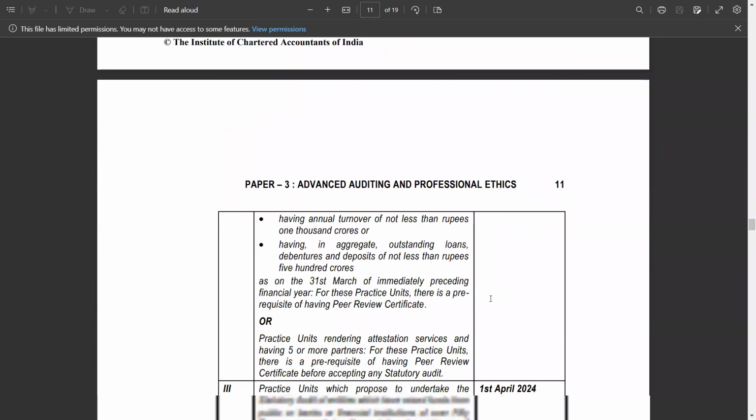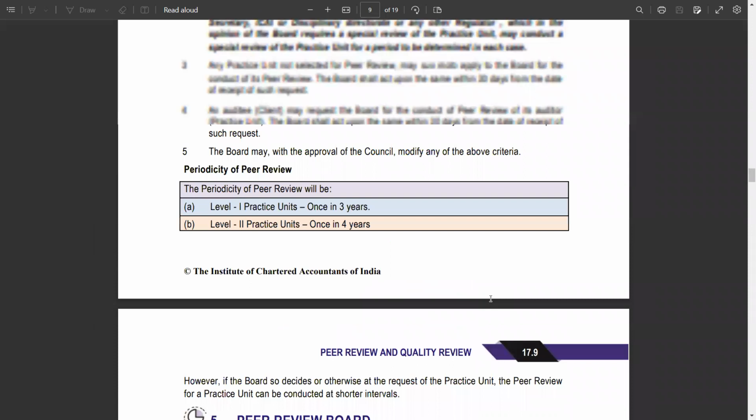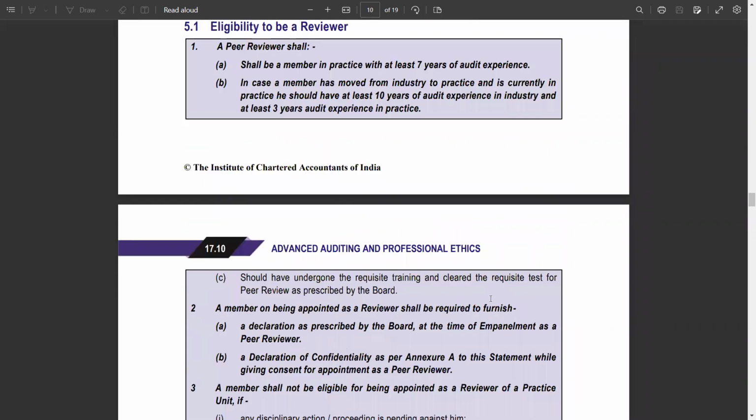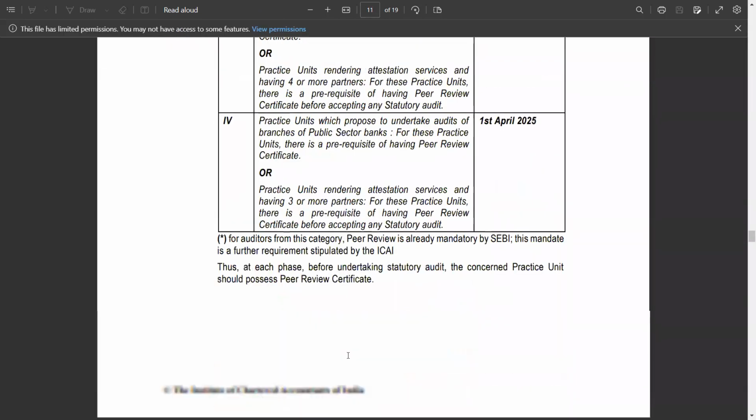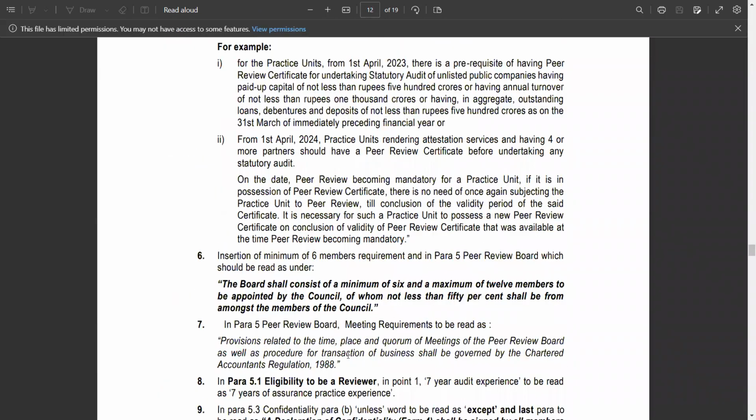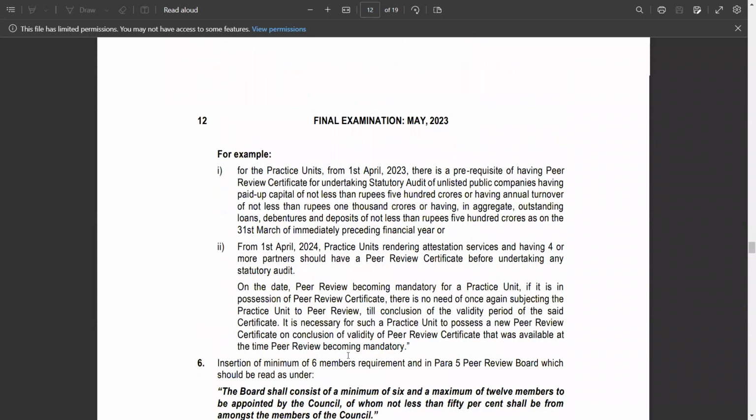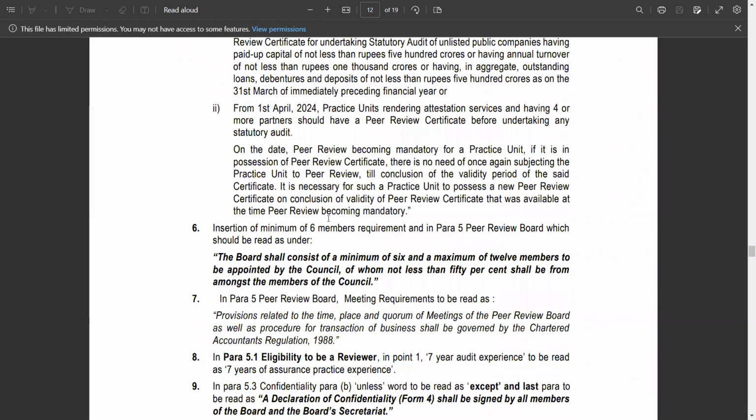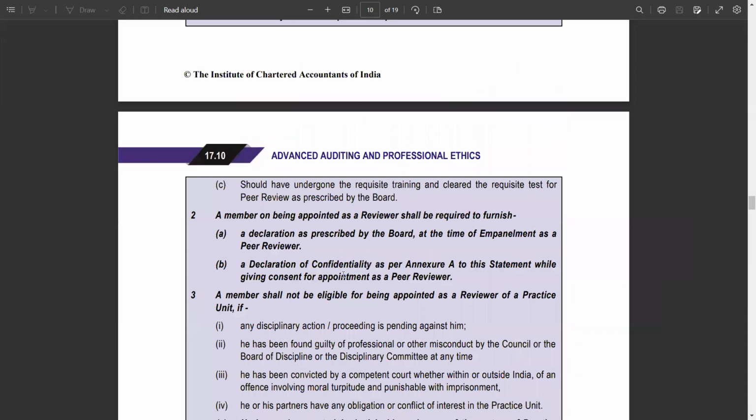All right. So let's jump to the peer review board. So what is the peer review board? This is also amended. Not sure how many amendments are there. Yeah, here it is. So insertion of a minimum 6 members requirement in para 5, peer review board, which should be read as under. The board shall consist of a minimum of 6 members and a maximum of 12 members to be appointed by the council, of whom not less than 50% shall be members of ICAI.